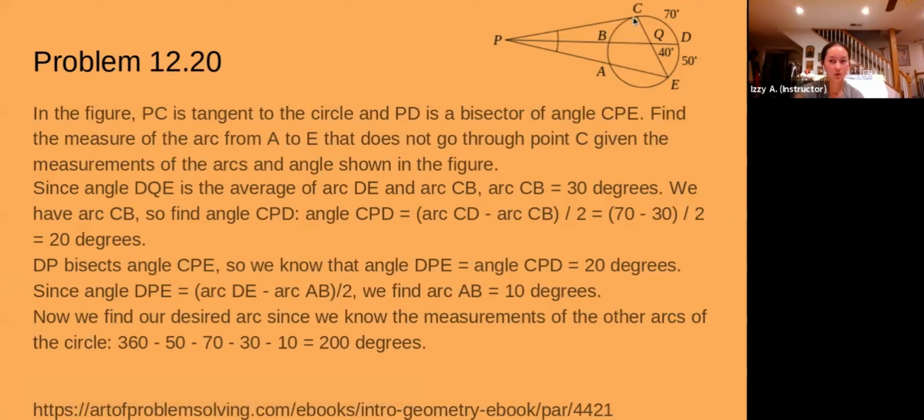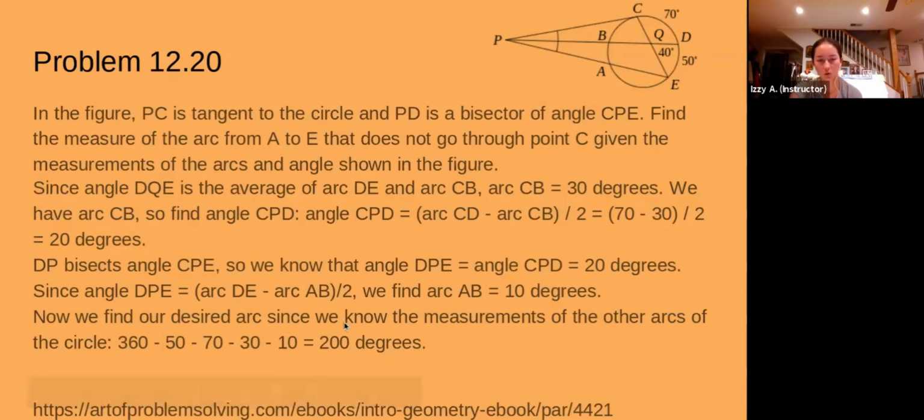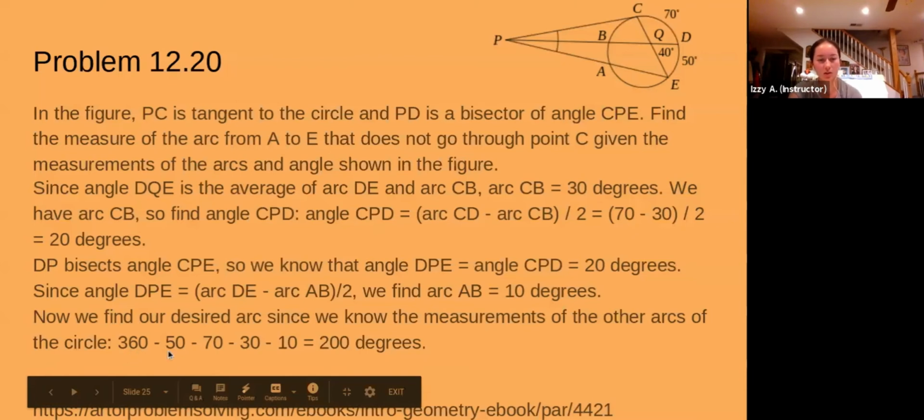DP bisects angle CPE, so then we know that angle DPE is going to be equal to angle CPD, and that's going to be equal to 20 degrees. Since angle DPE is equal to arc DE minus arc AB divided by 2, that's one of the things we just previously learned, we figured out that arc AB would be equal to 10 degrees. So now we can find our desired arc since we know the measurements of the other arcs of the circle. So that would be 360 minus 50 minus 70 minus 30 minus 10, and that's going to be equal to 200 degrees.